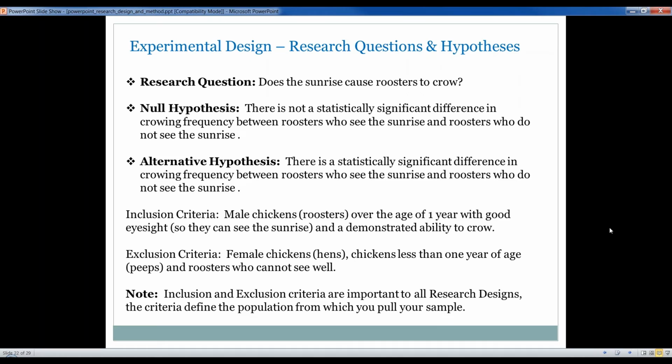So here I'm going to have some inclusion and exclusion criteria, and actually we would want them for any study. You want to think about who you are going to include, and are there some types of sampling units that you don't want to include, and why. For your inclusion, we're going to have male chickens, because they're the ones that crow, and they're going to be over 1 year old, and they have good eyesight so they can see the sunrise. And they have a demonstrated ability to crow. We know they're able; there's not something wrong with them where they can't crow. I don't know how we're going to test their eyesight. That would be something to think about. But yes, we want to make sure that they can see the sun, right?